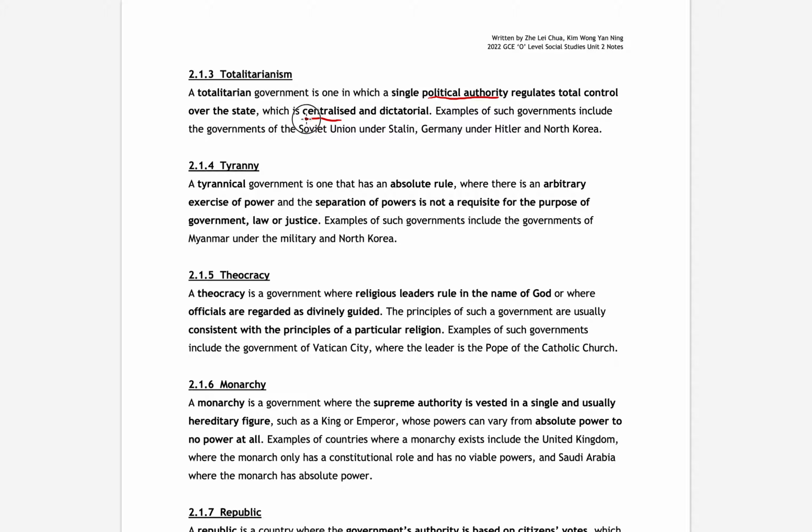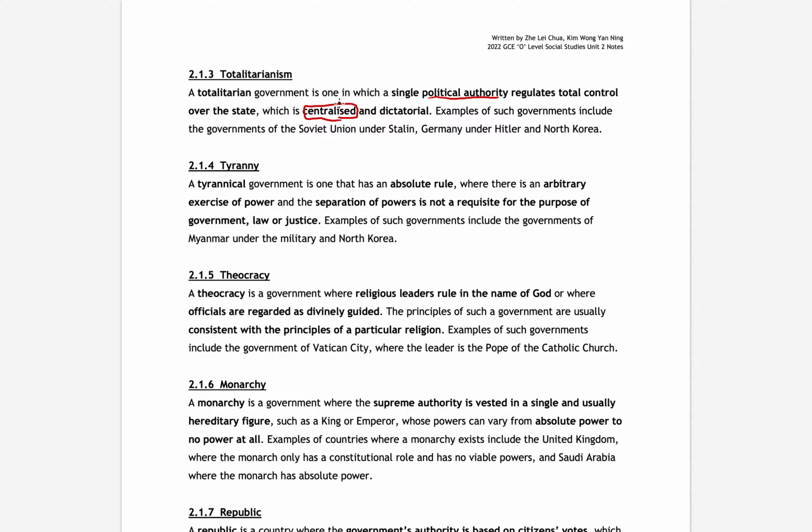So the main difference is that a totalitarian government is not just made of one person. It is usually, or in fact most of the time, made up of political authority, right? So it's centralized, meaning any decision must be made by this specific group of people in this part of the country.